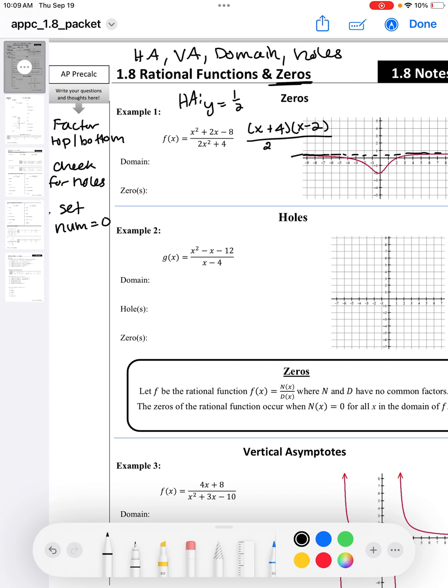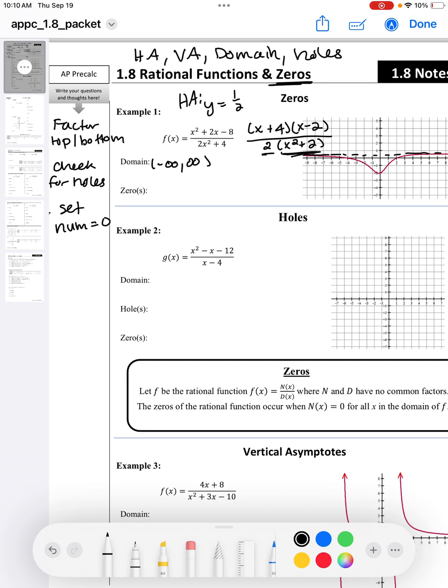The bottom will be 2, x squared plus 2. And you can't factor x squared plus 2. So the domain looks like all real numbers, right? Because that doesn't give you a zero, a vertical asymptote. So the domain is all real numbers, which means there's no vertical asymptotes, and there's no holes, right? So you can look at the picture and you can see that there's neither of either one.